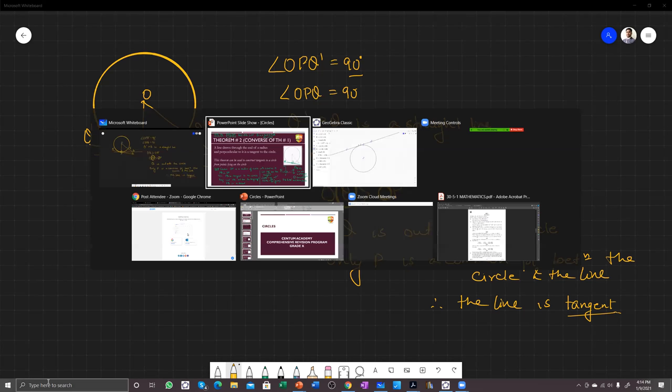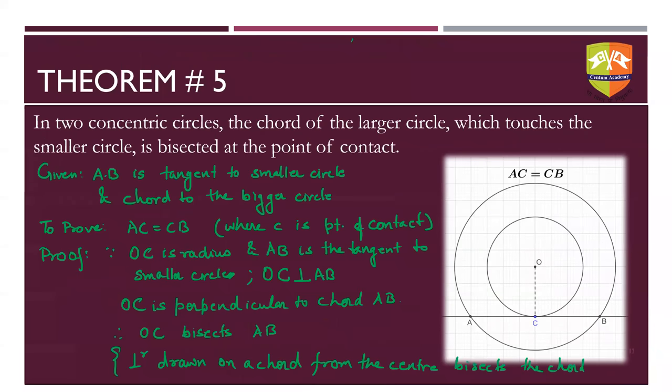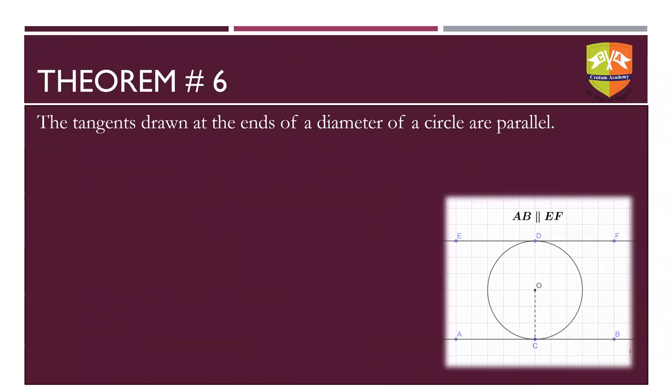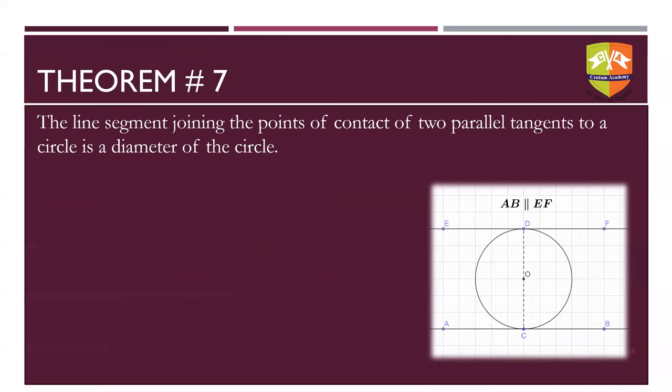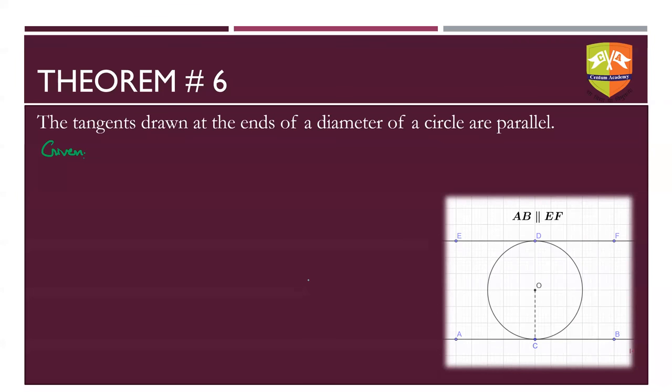Shall we proceed? So let's go back to this one. Tangents drawn at the ends of a diameter of a circle are parallel. This should not be a big deal. What will you do in this case? Let me give you a formal proof. So what is given? This is at the end of the diameter. Given is CD is a diameter.